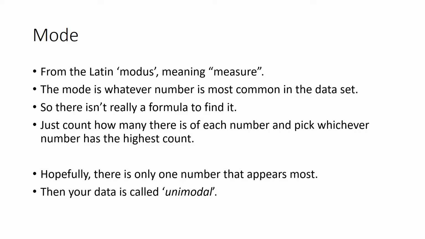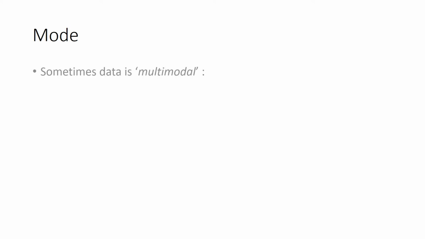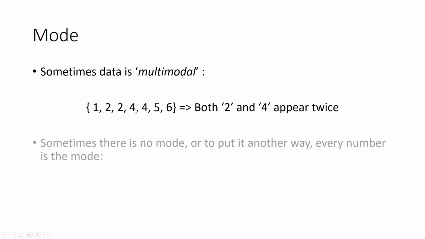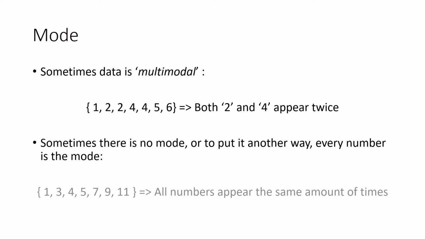If so, then your data is called unimodal. But sometimes you get multimodal data. For example, in this set here, the number 2 appears twice, and the number 4 appears twice. So if you count them all up, 2 and 4 are both modes of this data. And sometimes there's no mode, or if you look at it another way, every number is a mode. Most commonly this happens if every item is unique. So each thing appears once, which is the same amount as everything else. So there's no mode, or everything's a mode, whichever way you want to look at it. If we're all special, then nobody's special.